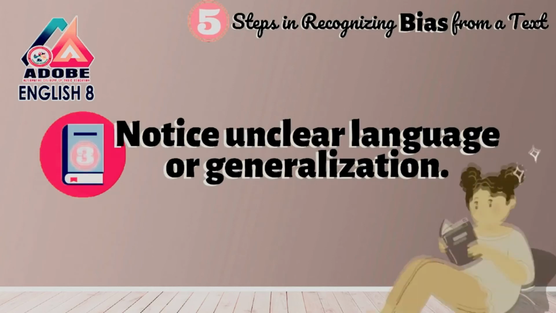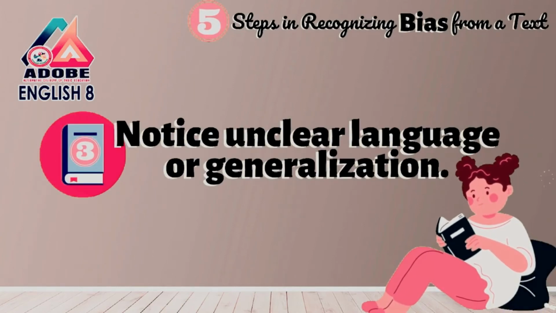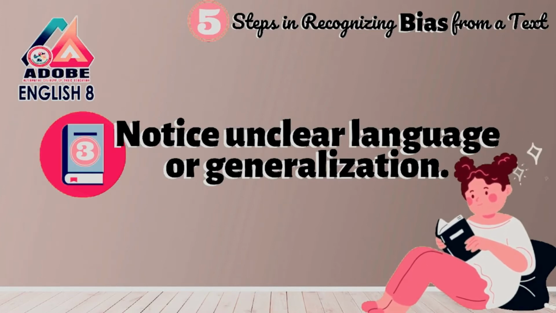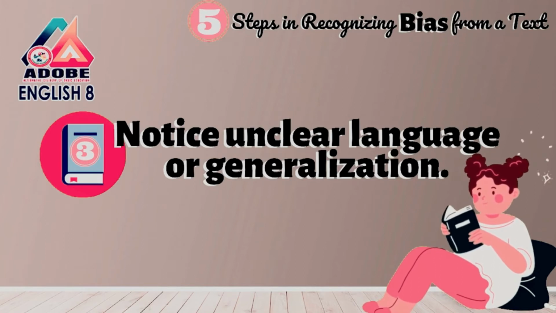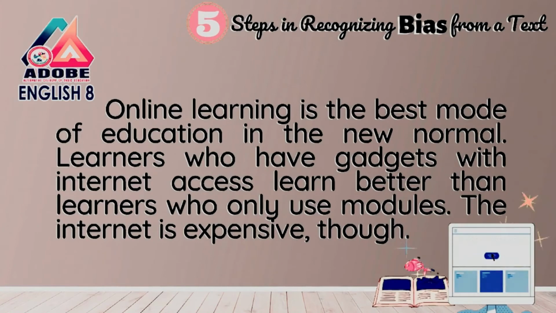Number 3. Notice unclear language or generalization. If the author isn't using a particular language, it could be an indicator of a bias. For example, online learning is the best mode of education in the new normal. Learners who have gadgets with internet access learn better than learners who only use modules. The internet is expensive though.